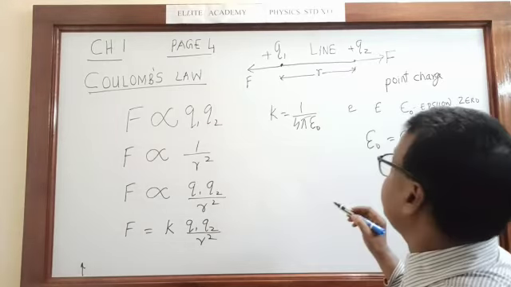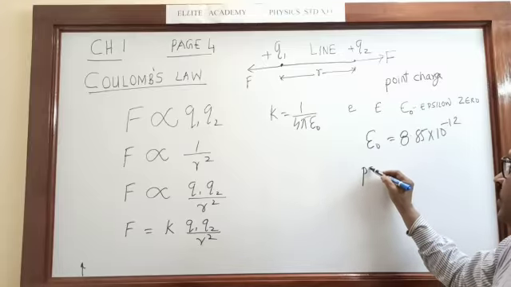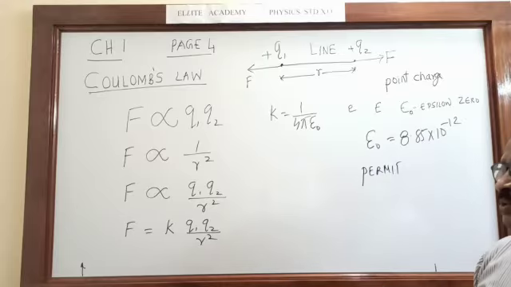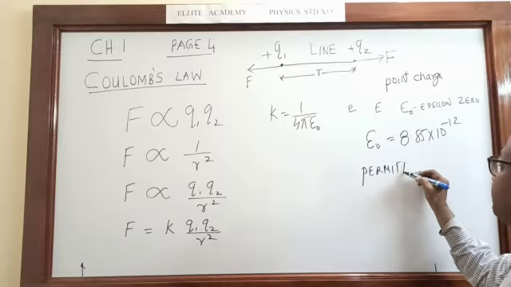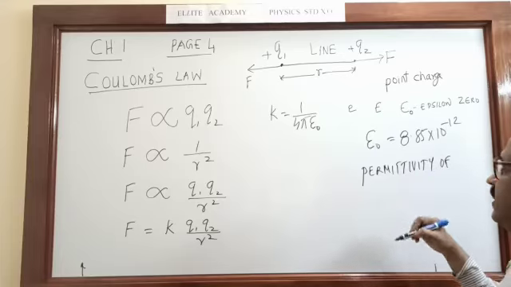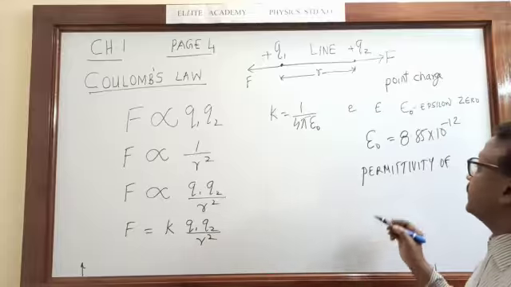Then what is the name of that? The name is a particular name. We call it the permittivity of free space. Permit, we know, means to move, to jump, etc. Permittivity of free space. What is free space? That means vacuum; we call it free space.